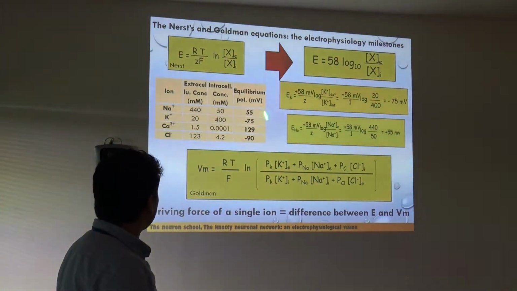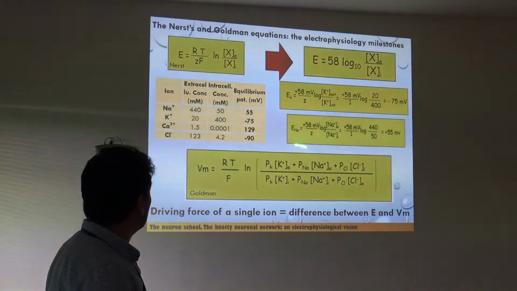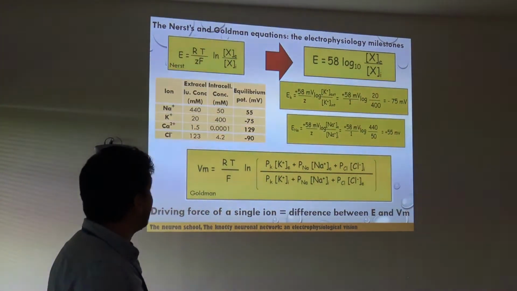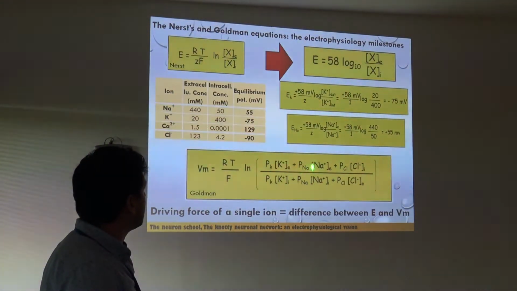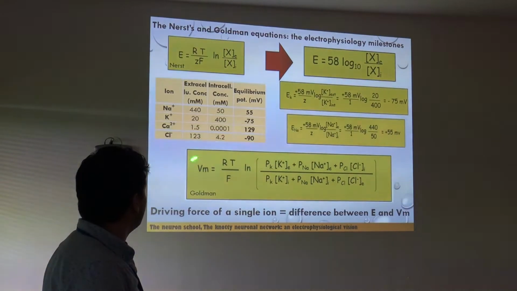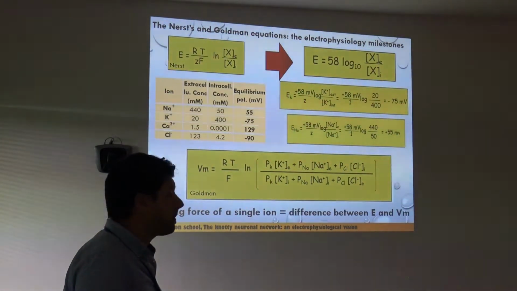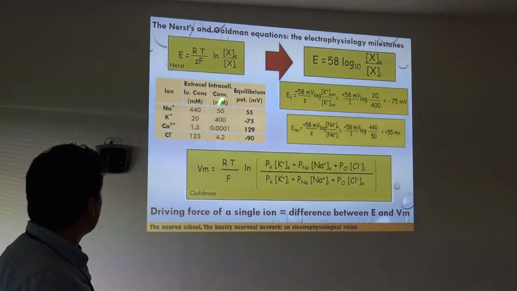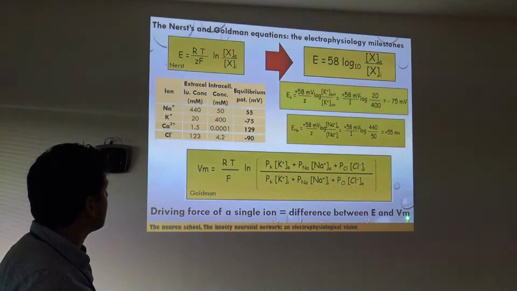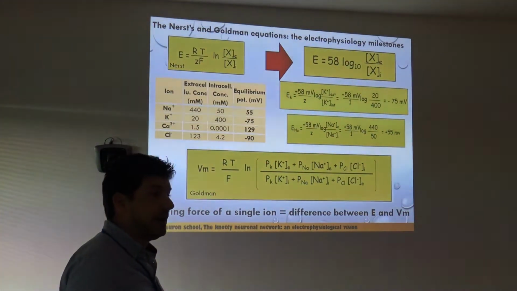So given these values, it's possible to use the second law, the Goldman law, which allows you to calculate the membrane potential of a single neuron with respect to the concentration of each ion. If you take the difference between the equilibrium potential and the membrane potential, you obtain the driving force for a single ion.